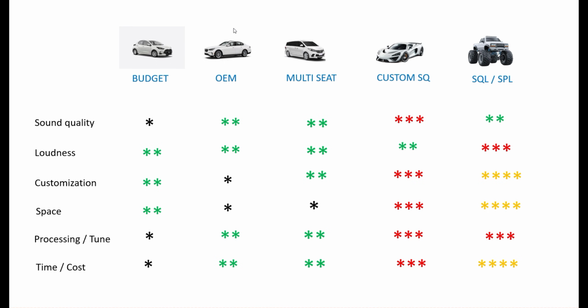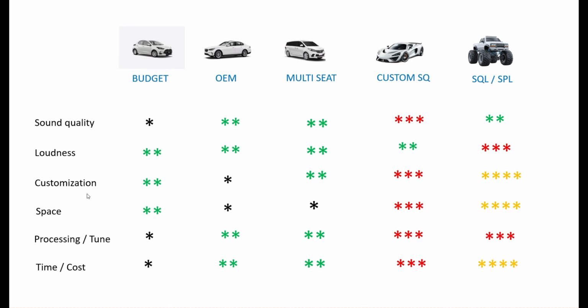But this is kind of a generalization, right? It's not meant to say one system is better than the other. It's just that systems are designed to meet a particular goal. And that means that if you're going to build a budget system, it's going to be cost effective, but you're probably not going to get the highest level of sound quality.